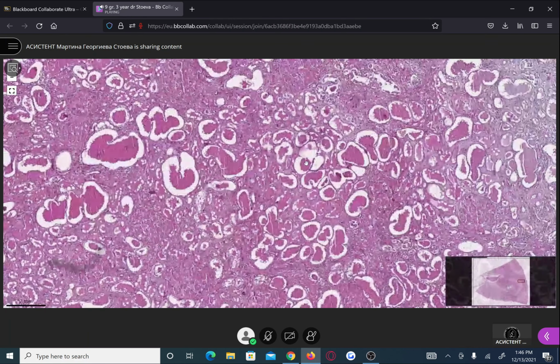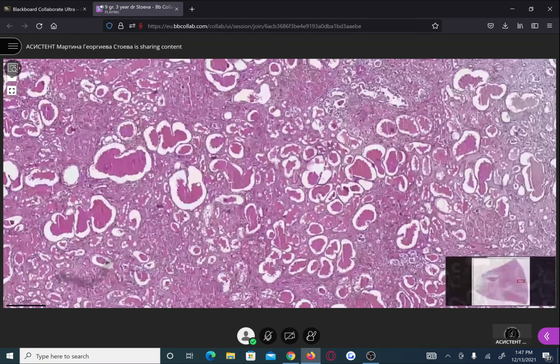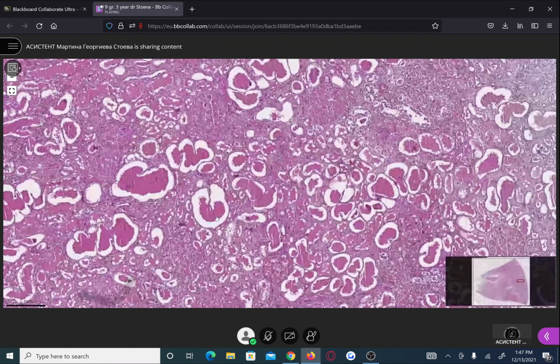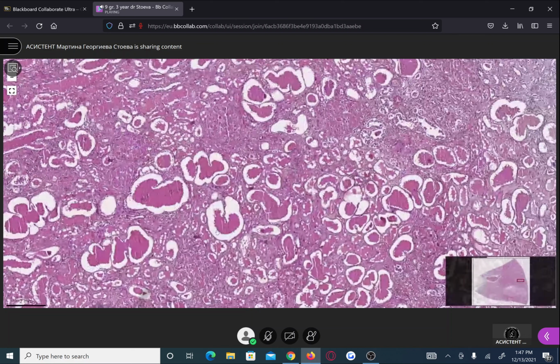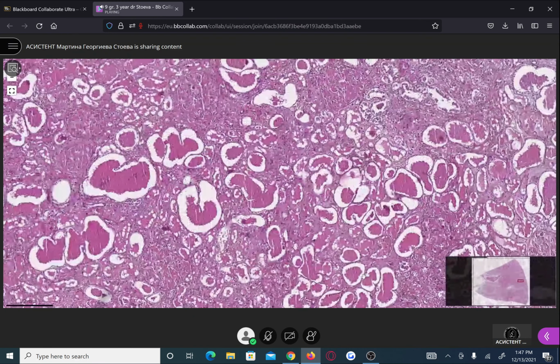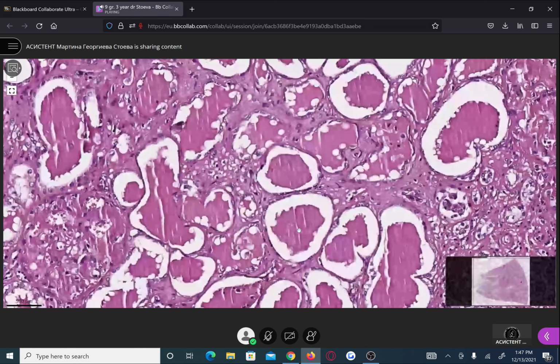I'll mention something that is really prominent on the slide, but please don't discuss it if you are not asked during the exam. There are some tubular structures which are highly dilated. All of these things are tubules, and they are dilated and filled with homogeneous pinkish material, but this is not the amyloid.